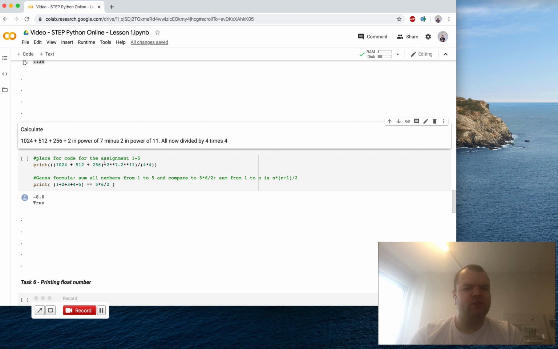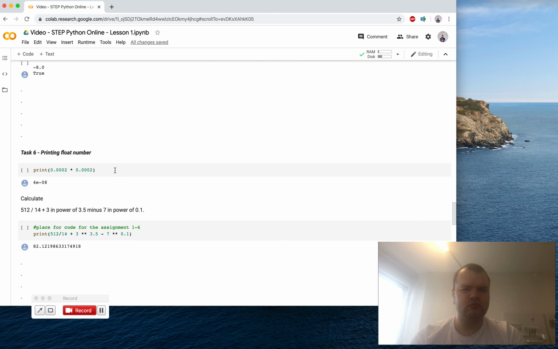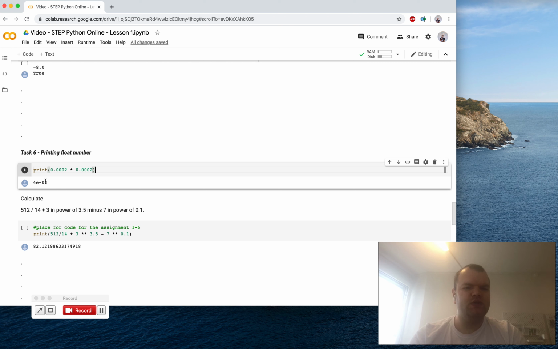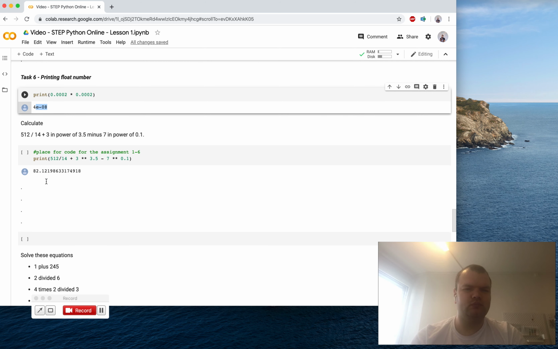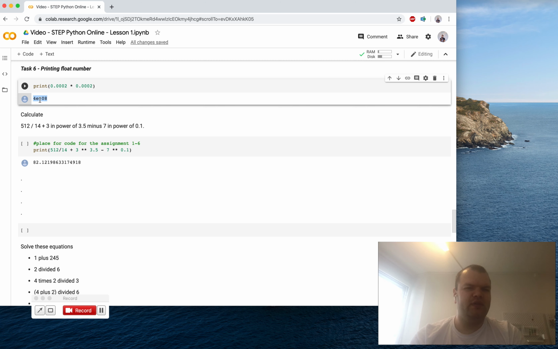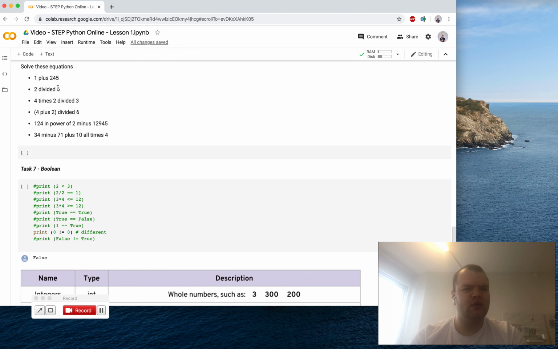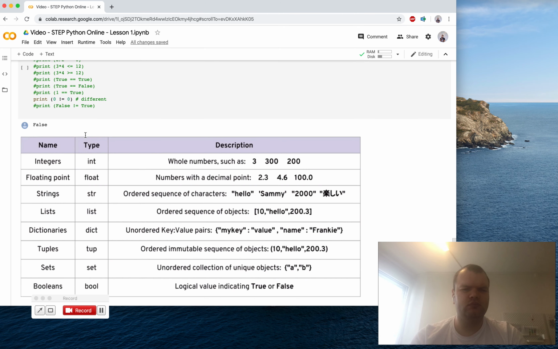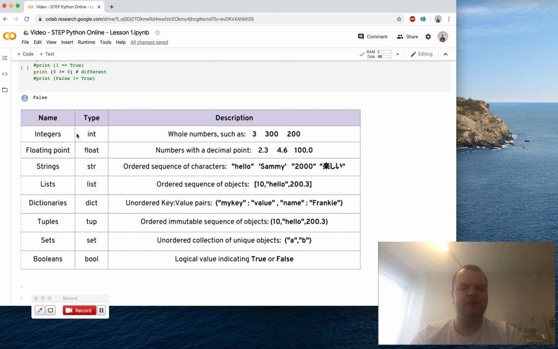So this is an example that we can use for 7 different operations. In case we use negative numbers, the output will be similar to this one, 4 times e minus 8, so it means 4 times 10 to the power of minus 8. And Python, in order to save some space, will represent it like this. So different equations. And again, what kind of numbers we have.